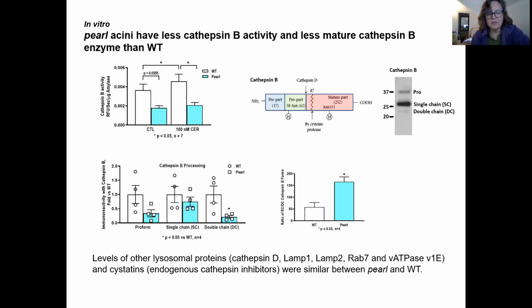The cathepsin B enzyme is cleaved from the inactive pro form to an intermediate product, the single chain, and then cleaved again to the fully mature form, the double chain. Using immunoblots, we found less of the pro form and the double chain form in pearl pancreas compared to wild type. When we ratioed the single chain to double chain, we found that the pearl pancreas has significantly more incompletely processed enzyme.